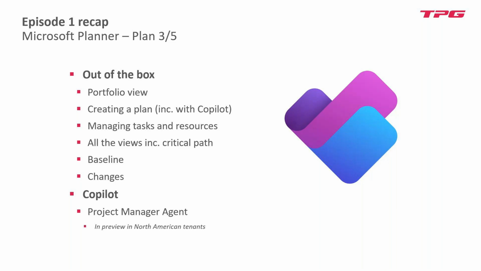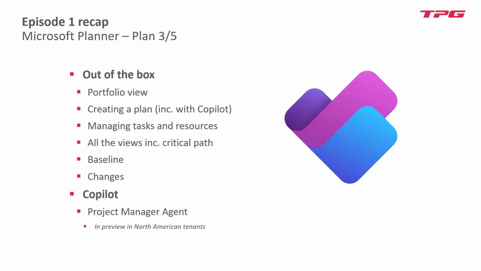So in episode 1, we talked about Microsoft Planner. We were talking about the Plan 3 and 5 version, which is the one that gives you more capabilities such as additional dependency types, critical path views, and what have you, just so you're aware of that. Again, there's a bunch of links on this slide deck at the end that you'll be able to access and utilize to understand the different versions and what they mean for you as well.